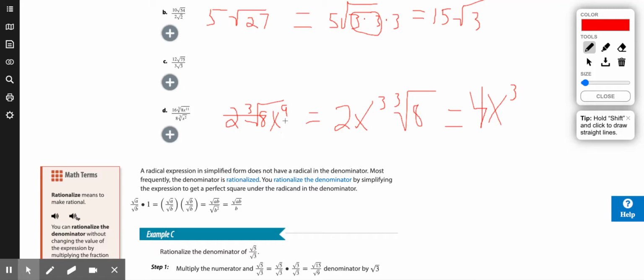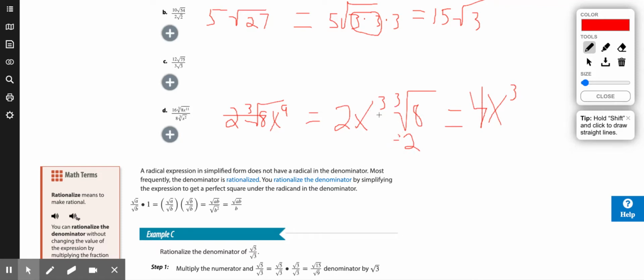All right, now let's simplify. The cube root of 8. Well, what number times itself 3 times equals 8? It is a perfect cube. It's 2 times 2 times 2. 2 times 2 is 4, times 2 is 8. So the cube root of 8 is 2. Okay, that equals 2. And we already have a 2, so we said 2 times 2 is 4.